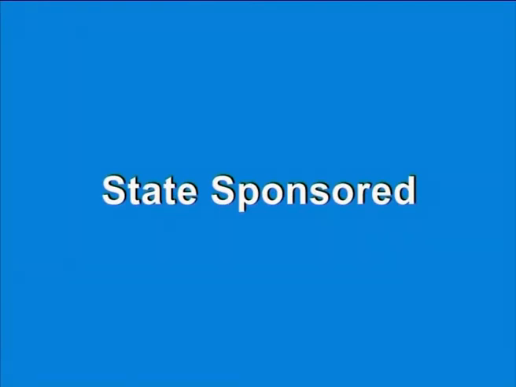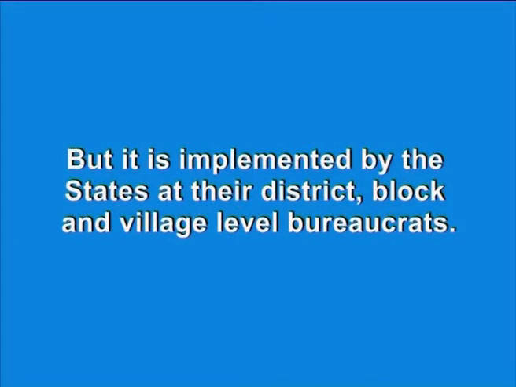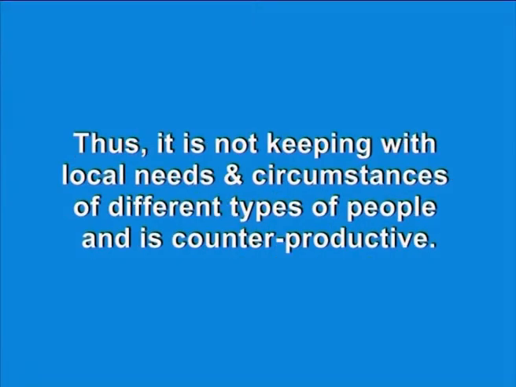13th is state sponsored. The family welfare program in India is formulated, sponsored and financed by the central government uniformly throughout the country, but it is implemented by the states at their district, block and village level bureaucrats. Such an indiscriminate and macro program is counterproductive in India, where there are diversities of caste, creed, religions, customs, etc. Thus, it is not in keeping with the local needs and circumstances of different types of people and is counterproductive.